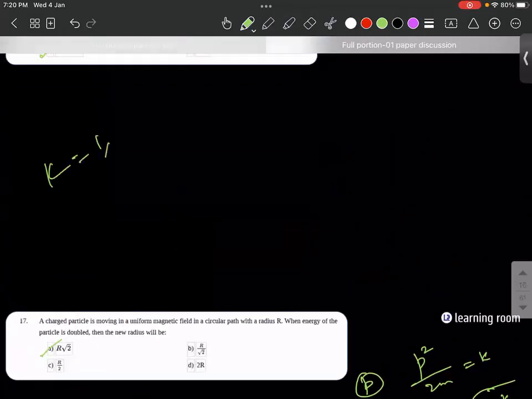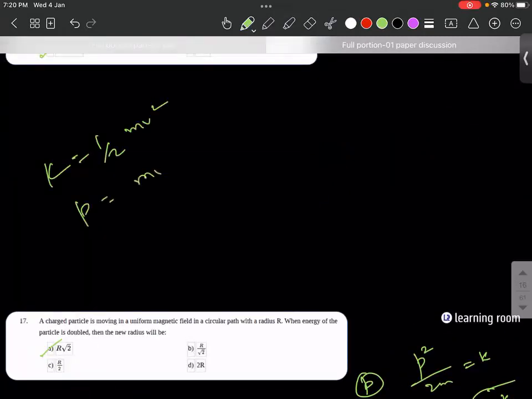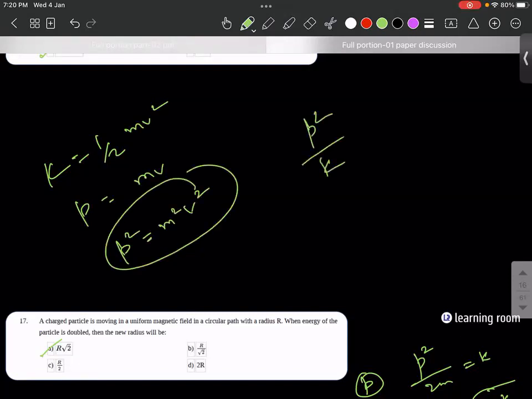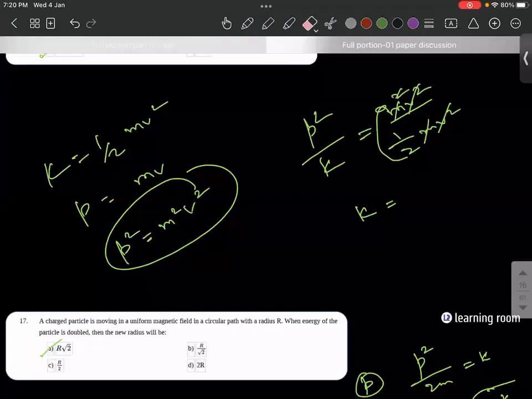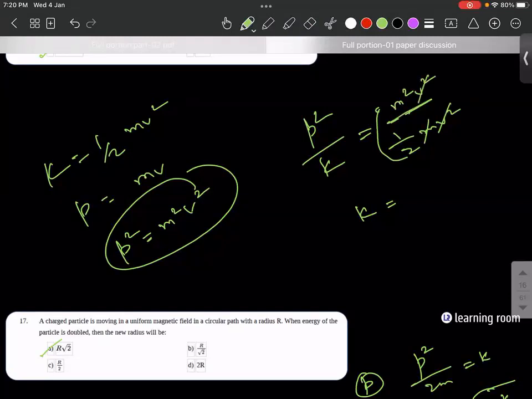See, kinetic energy is half mv square. Momentum is mv, so p square will be m square v square. Divide p square by K: m square v square divided by half m v square. V square and v square are gone. One m is gone. 2 will go up. So K will be equal to p square divided by 2m.